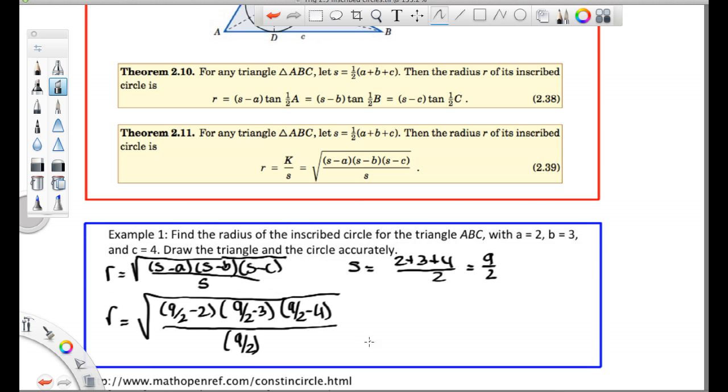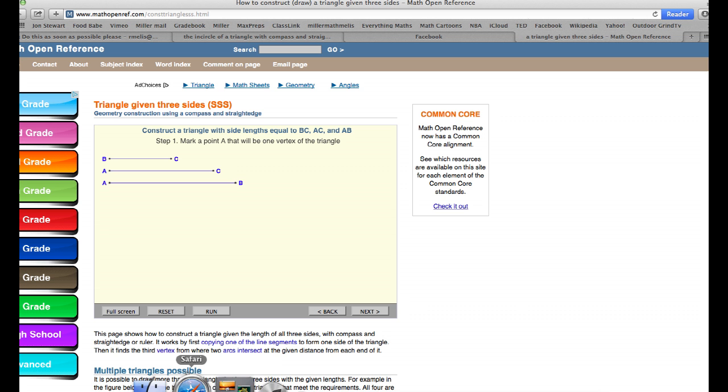Well, that's just a calculator problem. So plug it in the calculator and it will tell you that the circle's radius is approximately this long. Okay? And then it says draw the triangle and the circle accurately. So I did not show you how to draw a triangle. So here is what you would do to draw a triangle.